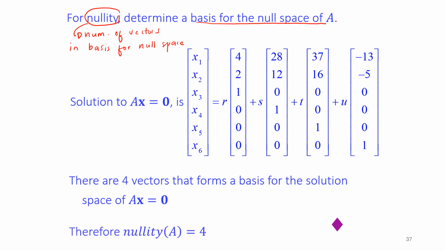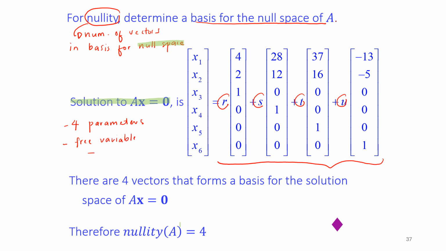And recall, what does it mean by null space? Null space is the solution space for Ax equal to 0. That is why we have to compute the solution for Ax equal to 0. And we found that the solution for Ax equal to 0 is given by this, where we may see here that we have 1, 2, 3, 4 parameters. There are 4 parameters here. And if you can recall, how do we determine the number of parameters that a solution of a system of linear equations has? If you can recall, a free variable corresponds to 1 parameter.